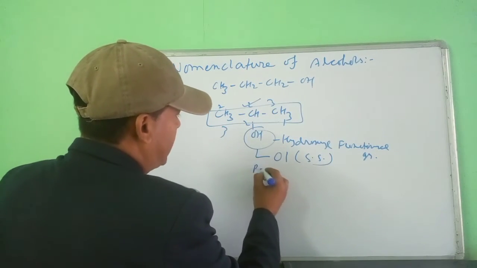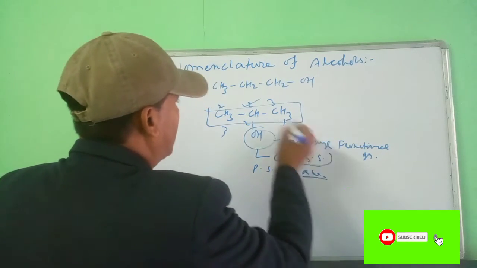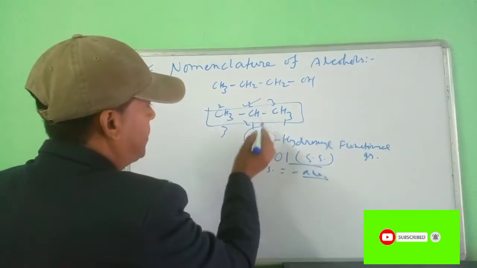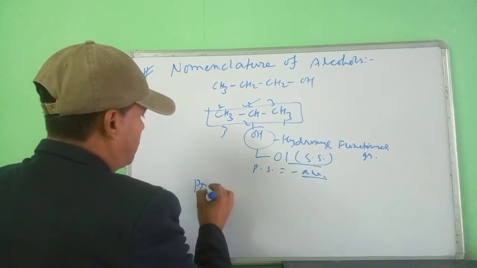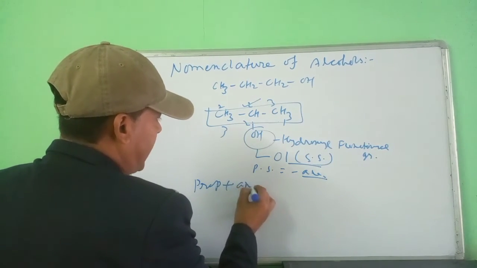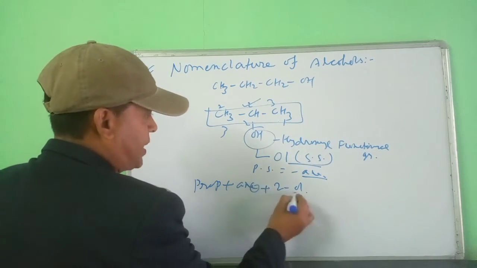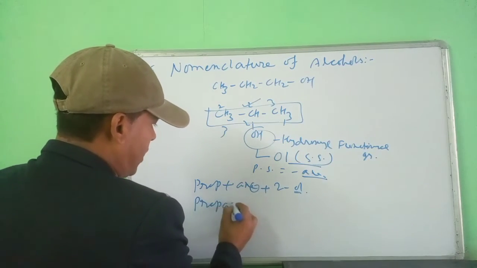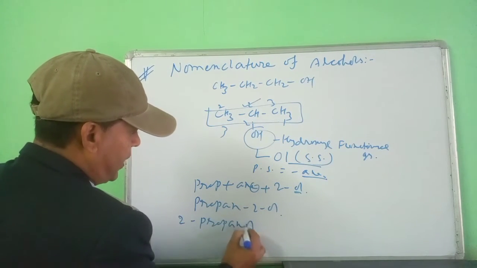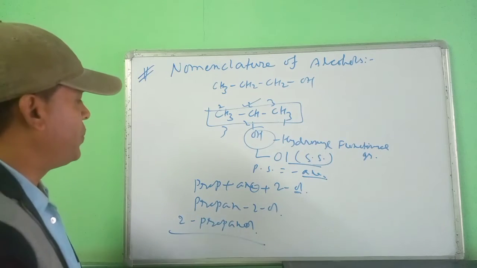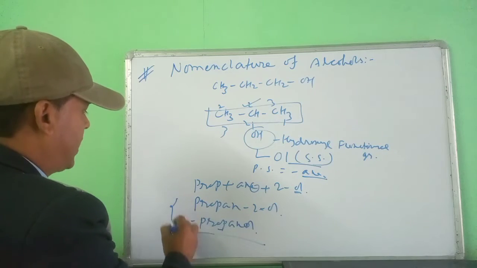The primary suffix is ane. There is no primary prefix and no secondary prefix, meaning no alkyl group. So we can write directly: prop is the word root, plus ane, plus the position 2 and ol, with the e replaced by ol. So propan-2-ol, or 2-propanol. This is the IUPAC name; both ways we can write it.